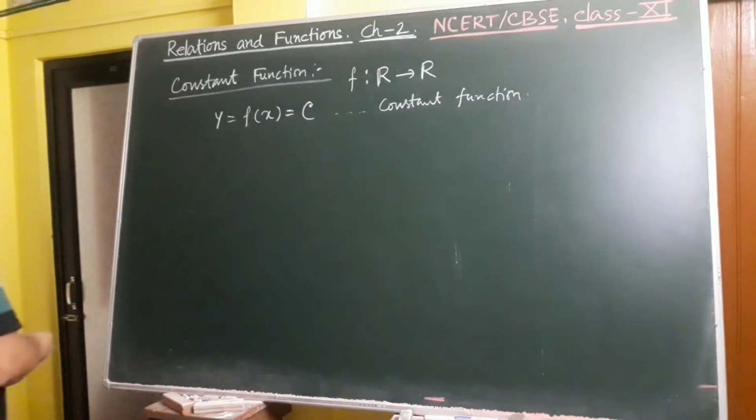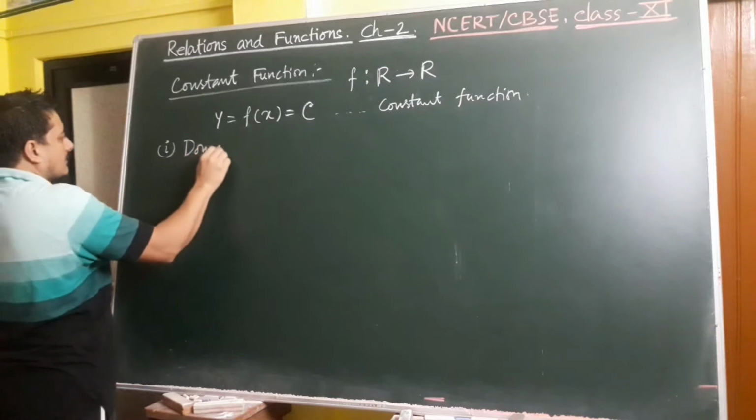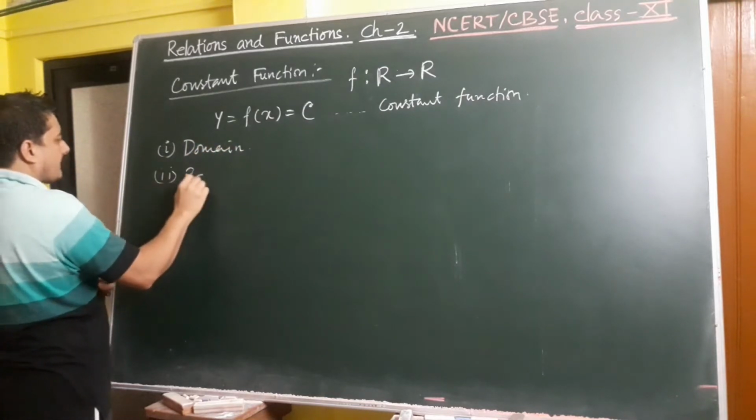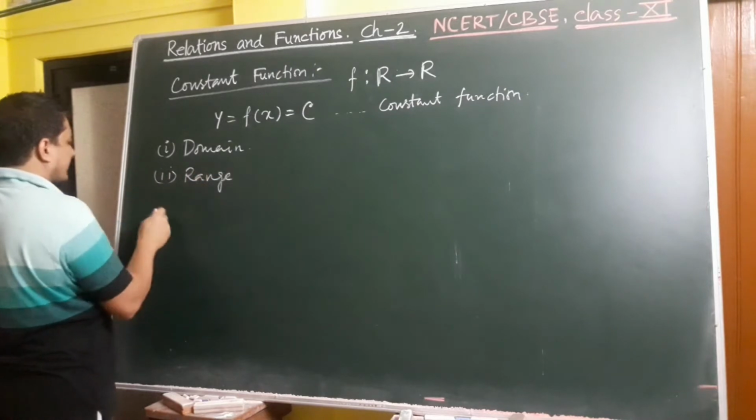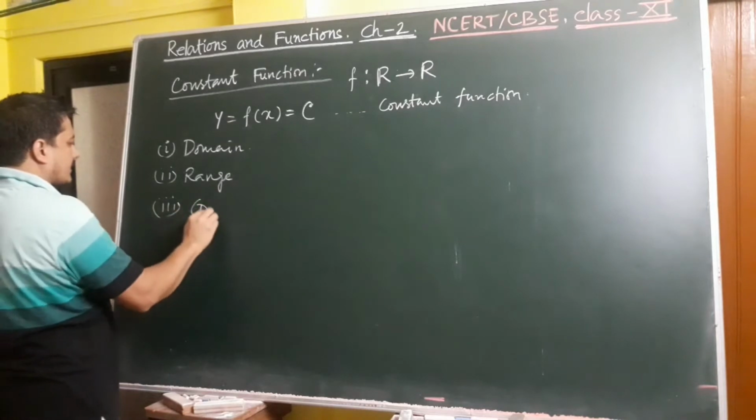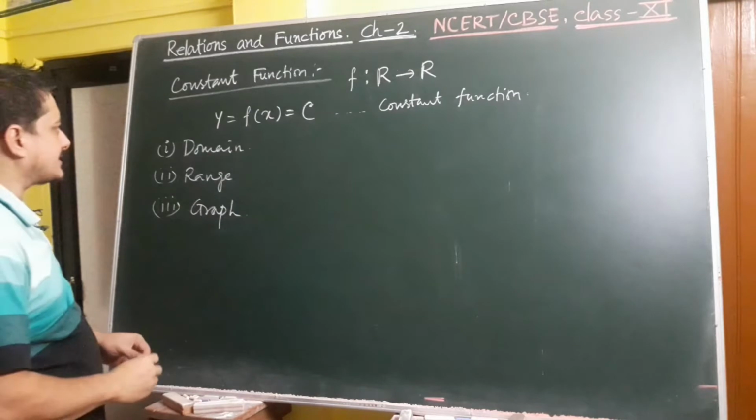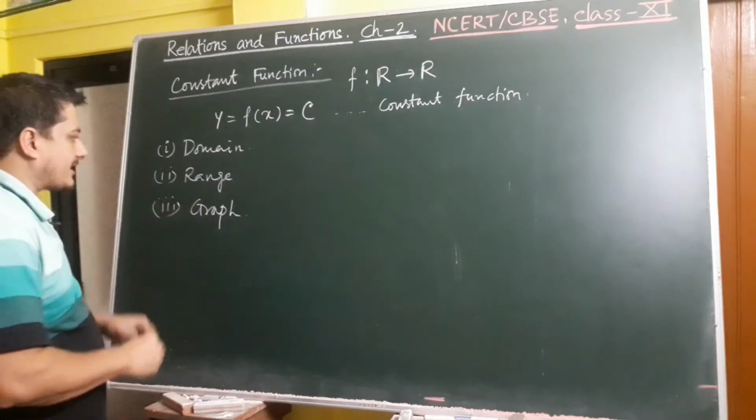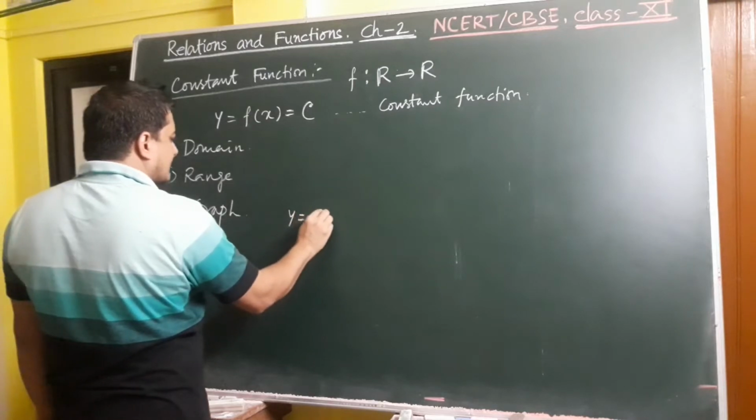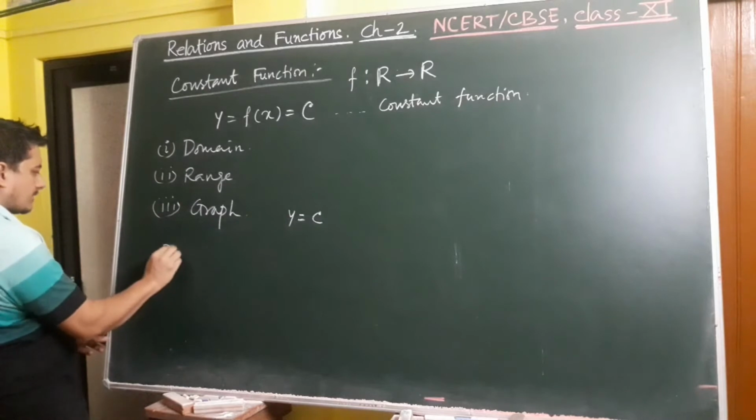Now again, we shall find first of all the domain, then the range, then we shall draw the graph. So we shall find three things. First I'll draw the graph just like before. The equation I'll write here is y is equal to c. Now I'll plot the graph.